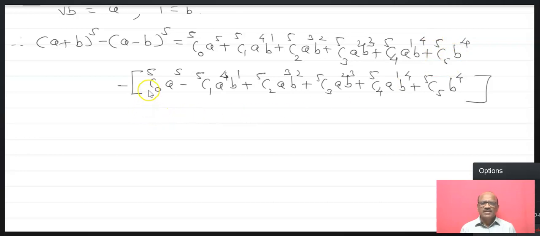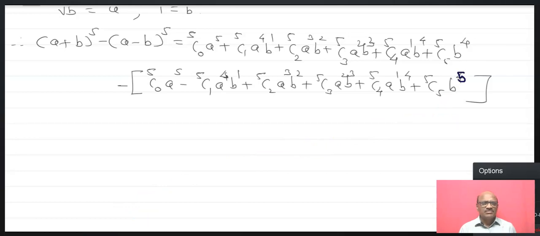And in the next bracket 5c0 a raised to 5 minus 5c1 a raised to 4 b raised to 1 plus 5c2 a raised to 3 b square plus 5c3 a square b cube plus 5c4 a raised to 1 b raised to 4 plus 5c5 here b raised to 5 must be there. I will write it here, that is b raised to 5. By mistake, I had written it in this way.